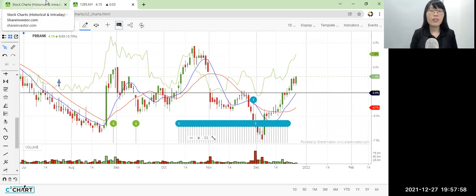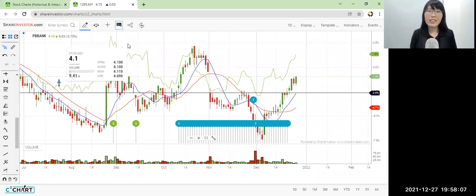So, do you find this useful for you? I hope yes. Okay, so this is the function of the C2 chart.